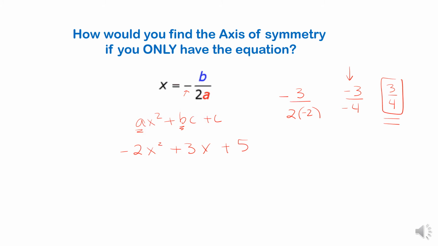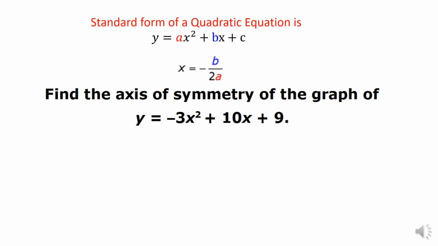Okay? All right. So find the axis of symmetry for this graph. So I go -10, if you want to put parentheses you can, over 2 times -3. So that's -10 over -6, which is 5 over 3. Okay? Do not leave the double negative.